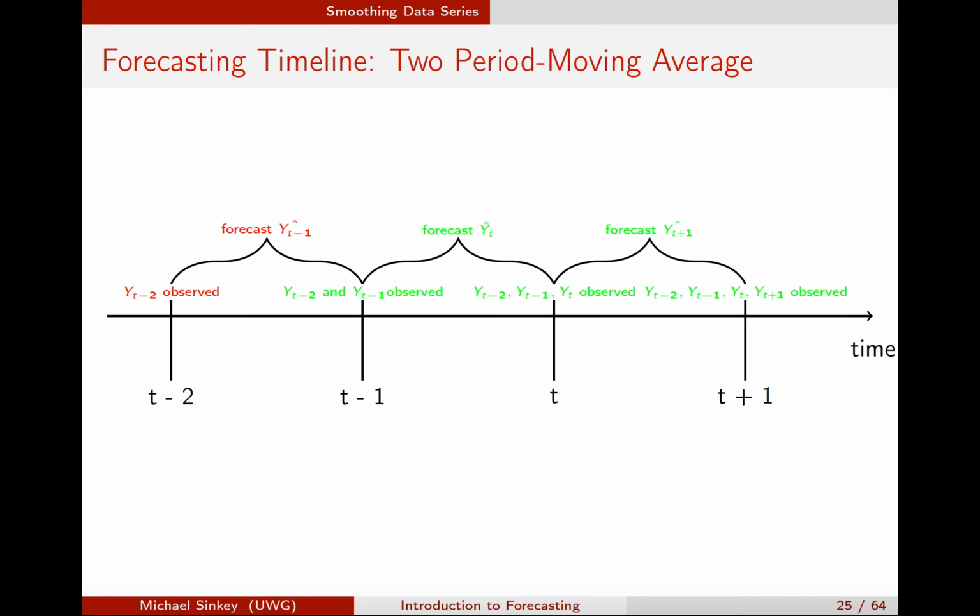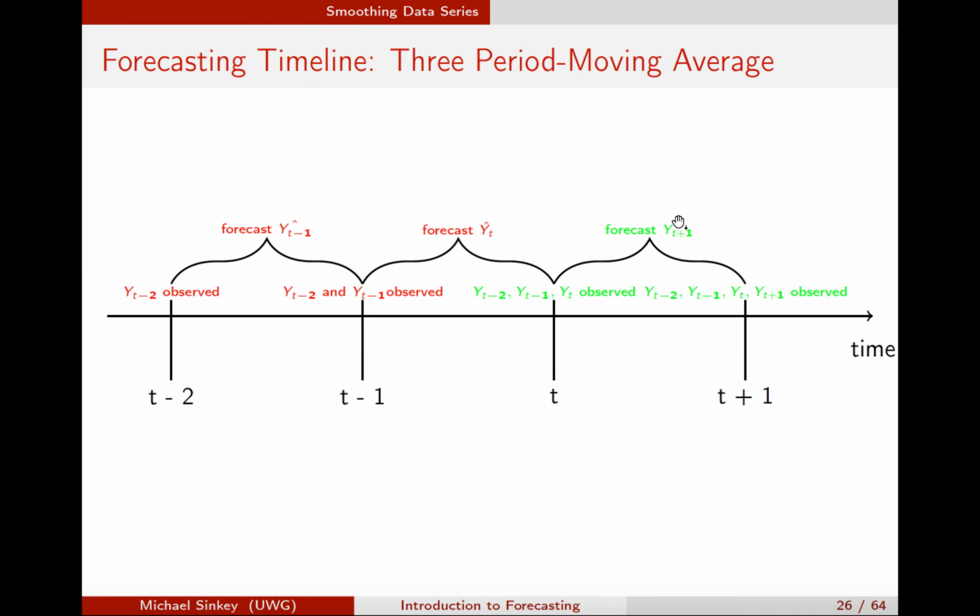I can't start using the two-period moving average until making a forecast for time t. So I collect the data from yt minus 2. I also collect the data from yt minus 1. That green information I can then split 50-50 to make my forecast for period t. And then I continue to have observed t minus 2. I didn't forget the data point, but I'm going to use t minus 1 and t exclusively to forecast t plus 1.